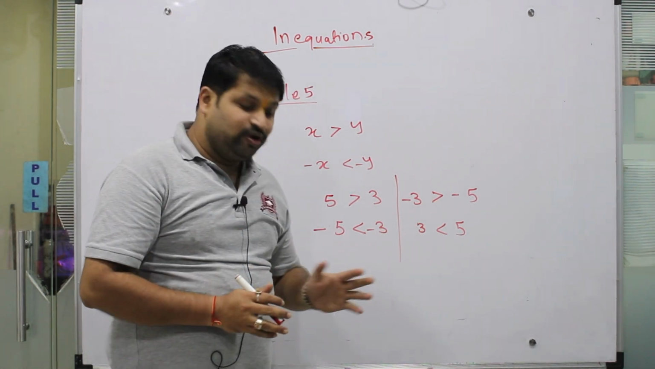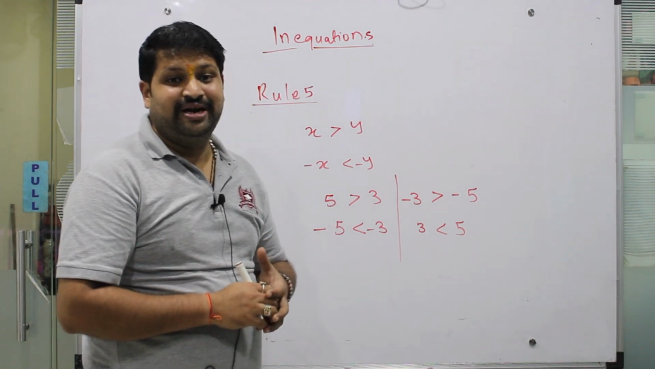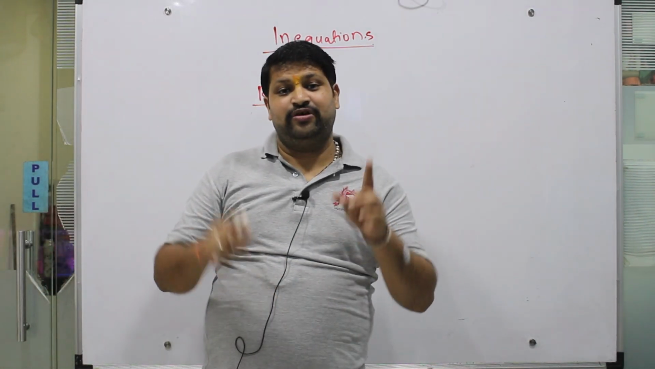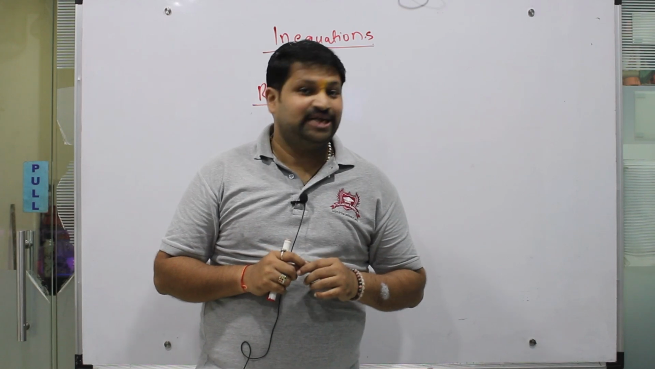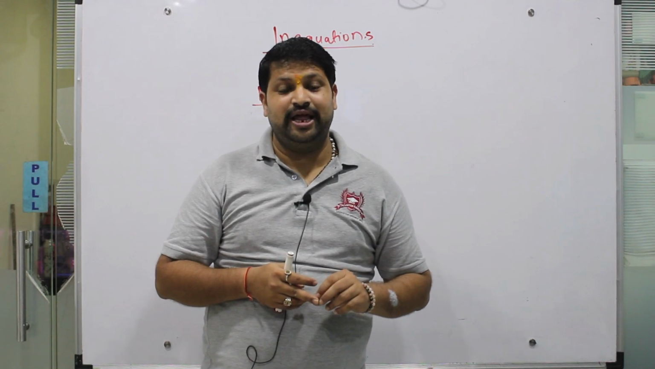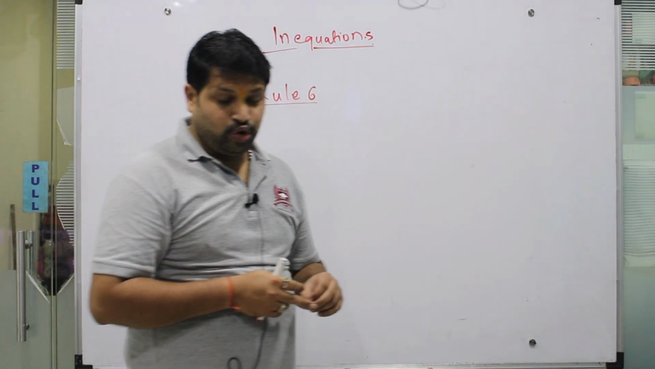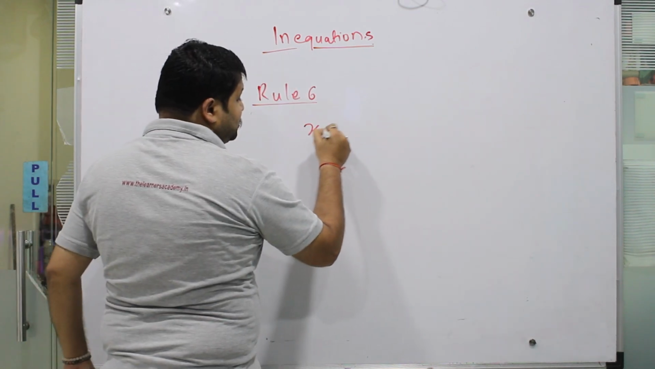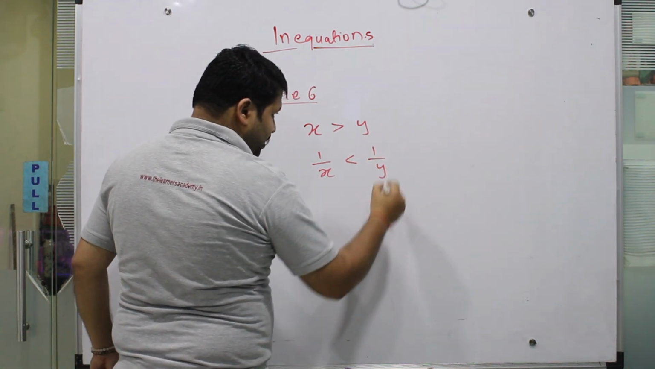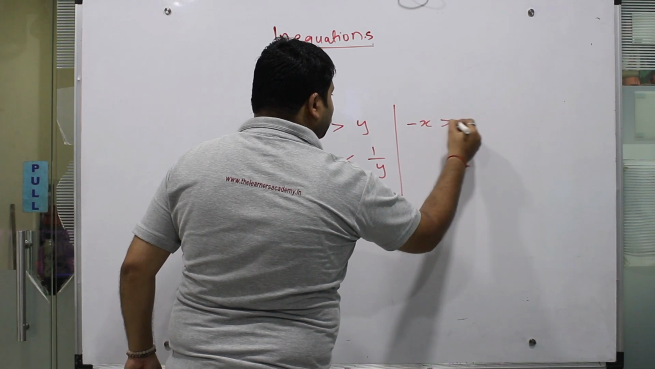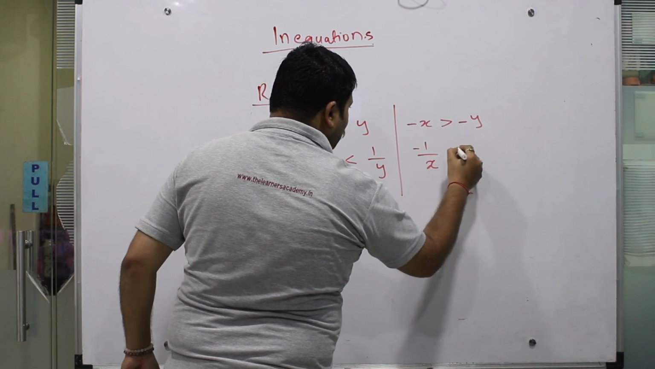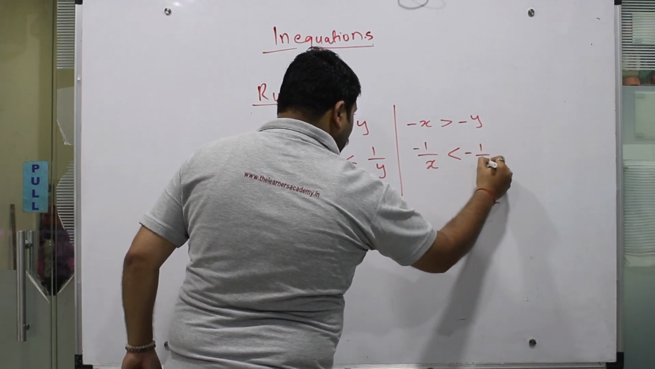अभी आगे देखेंगे क्या हो रहा है. तो we will go ahead with the next rule that is there, that is rule number 6. Rule number 6 is the last rule, which basically tells us that if both the sides of an inequation have same sign and we take the reciprocal, then the sign gets changed. So, for instance, if I have x is greater than y, then 1 upon x will always be less than 1 upon y. Same way, minus x is greater than minus y, then 1 upon minus x or minus 1 upon x would be less than minus 1 upon y.